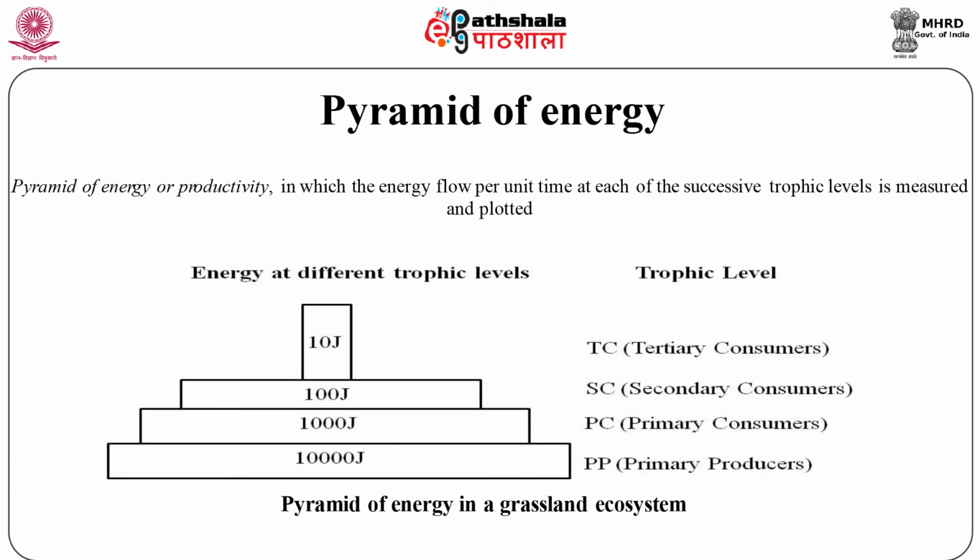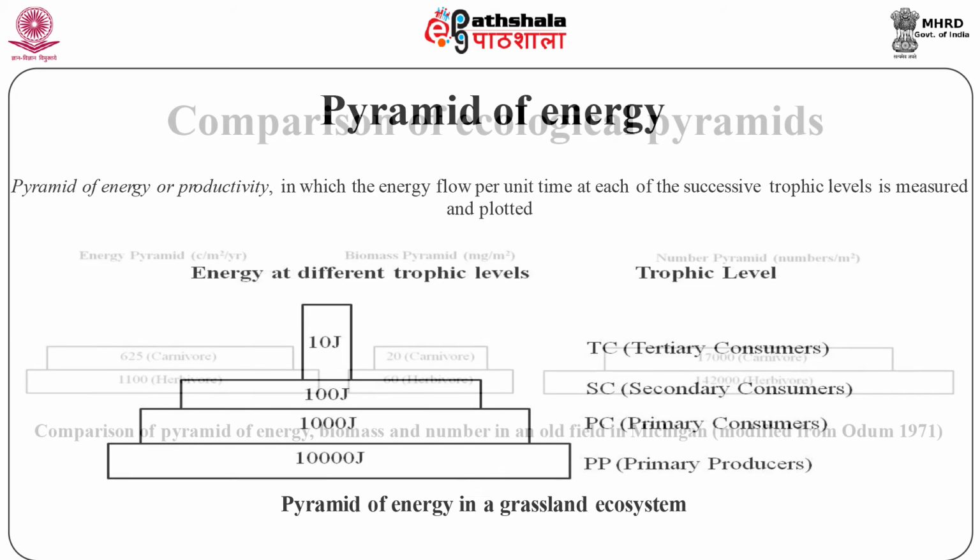Pyramid of energy or productivity, in which the energy flow per unit time at each successive trophic level is measured and plotted. We can see the pyramid of biomass for various ecosystems.